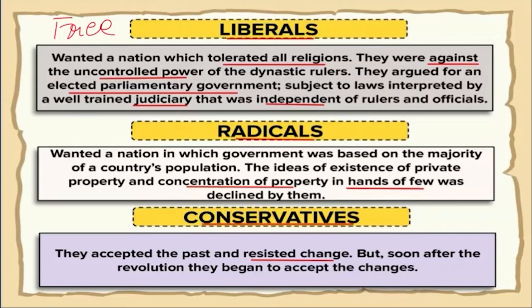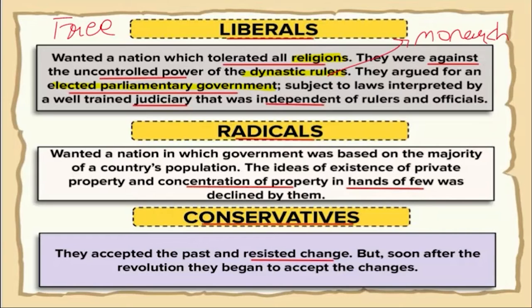secular country where all the religions are treated equally. They were against the uncontrolled power of the dynastic rulers. Dynastic rulers means nothing but the monarchy. They were against the monarch, where all the power is in the hands of the king only. That is very wrong. We want an elected parliamentary government. We do not want a monarchy.